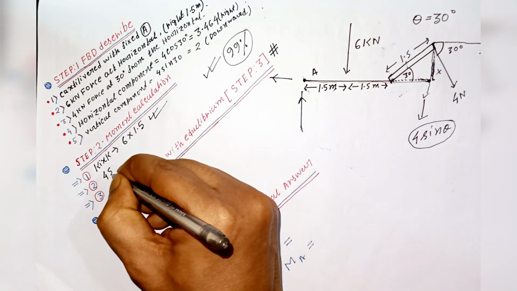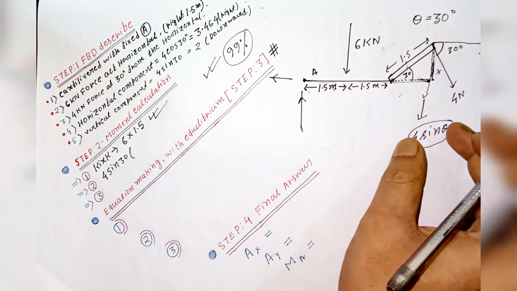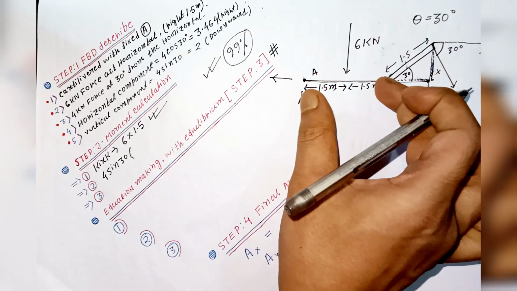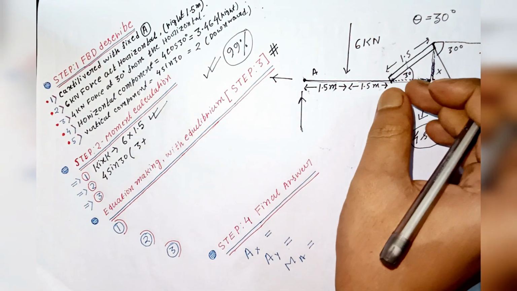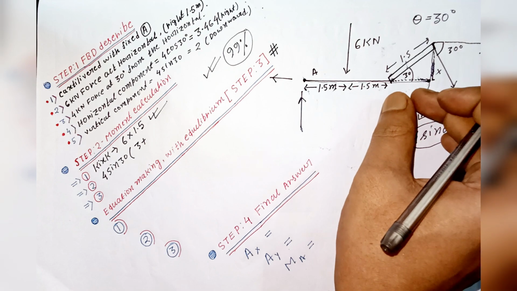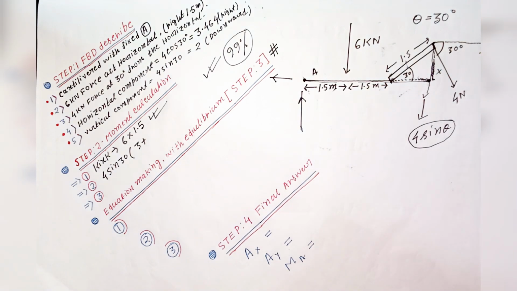But the rest of the part is not given. First you have to write it as 4 sin 30 into the total perpendicular line, 1.5 plus 1.5 equal to 3. Which part is 3, according to the picture? The rest of the part we have to calculate.